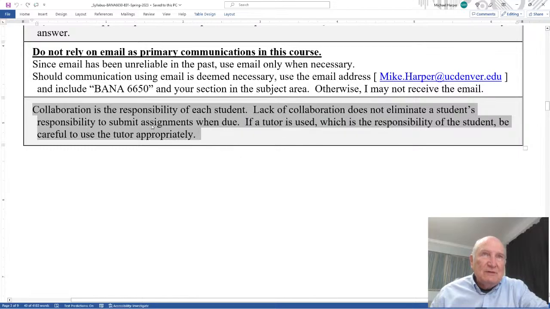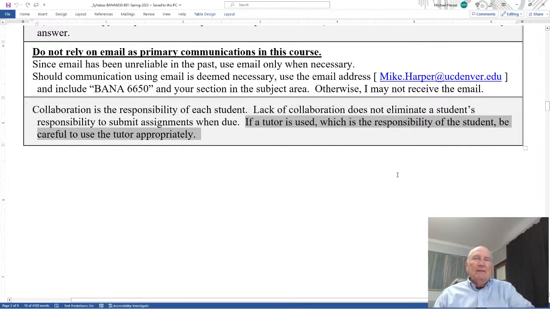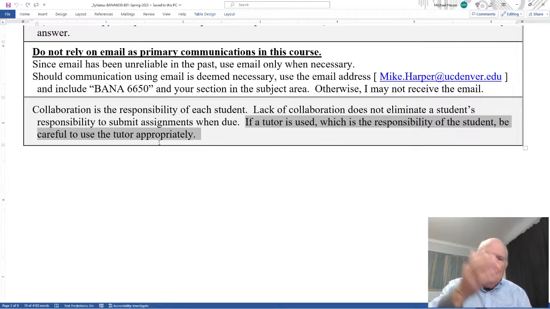Collaboration is a responsibility of each student. Lack of collaboration does not eliminate a student's responsibility to submit assignments when due. If a tutor is used, and some people do use tutors from time to time, which is the responsibility of the student, be careful to use the tutor appropriately. What I mean by that is use the tutor to help you learn the material. Don't use a tutor to do your work for you.